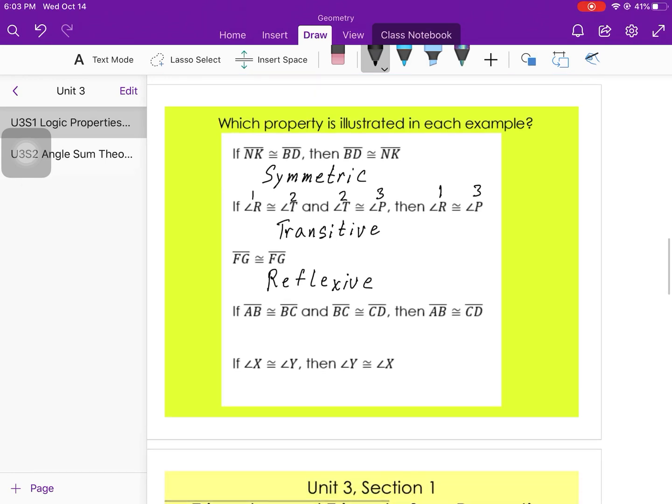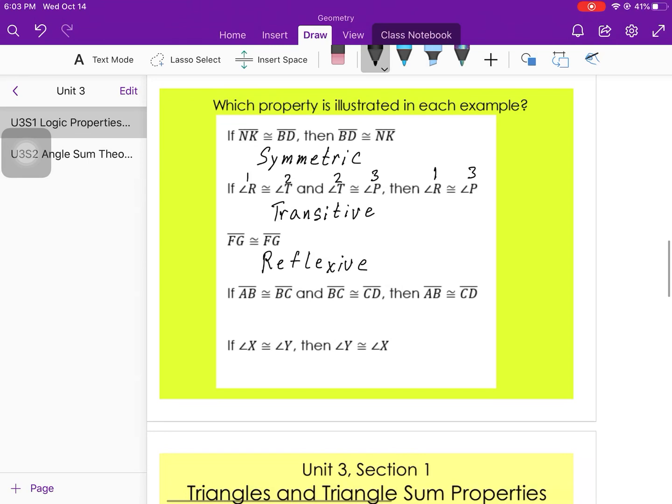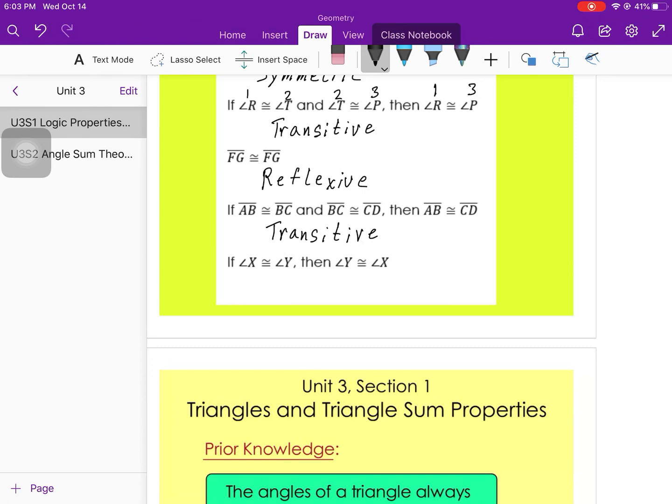Next one, if AB is congruent to BC, BC is congruent to CD, then AB is congruent to CD. We connect the first thing back to the third thing. That's the transitive. And the last one, if X is congruent to Y, then Y is congruent to X. And that's that symmetric property where we can change the order.